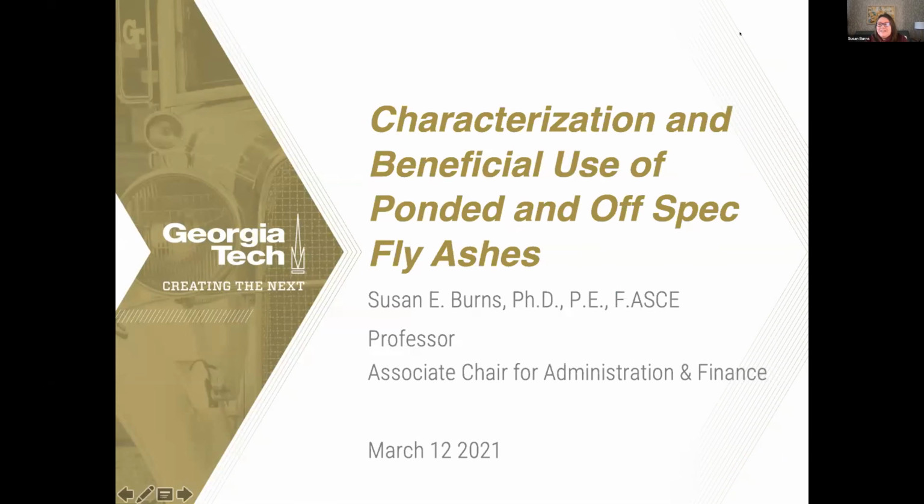So today what I'm happy to talk to you about is some work that we've done in my group on characterization and also beneficial use applications for a variety of different types of fly ashes. In particular, today I'll focus on ponded fly ash, so ash that has been disposed in the field for some period of time, as well as off specification ashes.